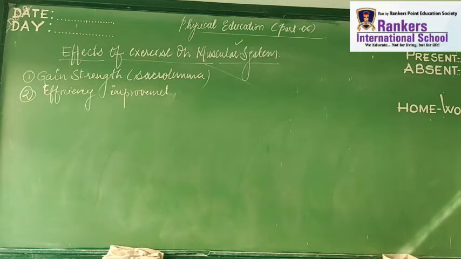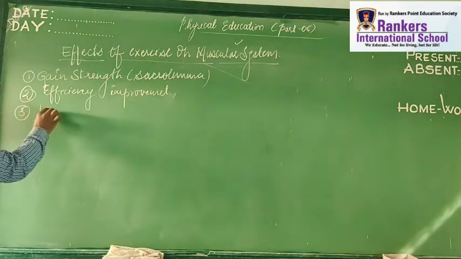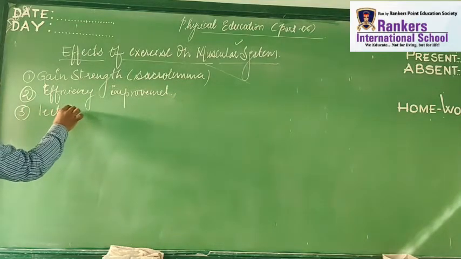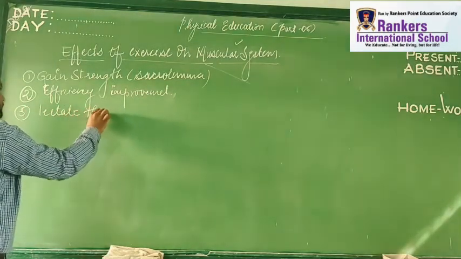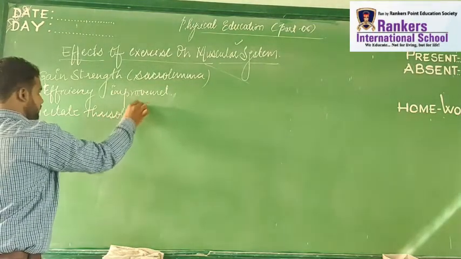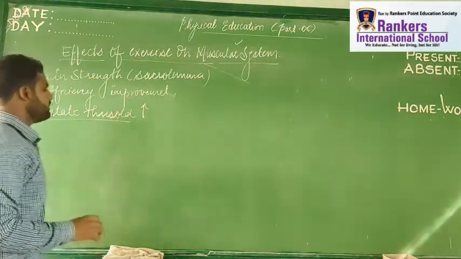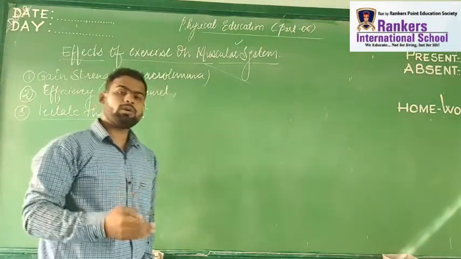Now if we talk about lactate threshold, the lactate threshold will increase. It means when you do regular exercise, the ability of your muscles to tolerate lactic acid for a longer duration increases. Thus muscles delay tiredness and fatigue, and improve anaerobic endurance. So the third point is lactate threshold increase. You must have seen this when we do a longer duration activity.